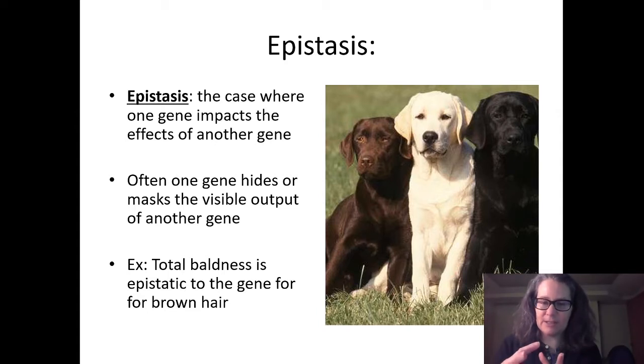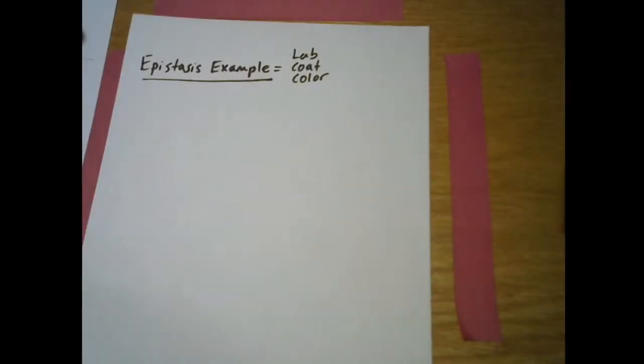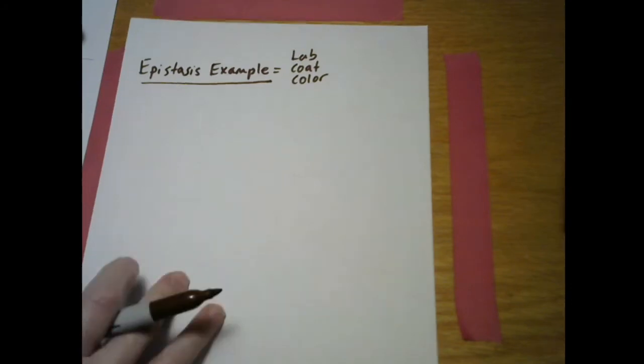I want to give you the example of Labrador Retriever. So over here you see a brown lab or a chocolate lab, and then a yellow lab and a black lab. So these are common Labrador Retriever colors, and they've been bred, and so breeders have kept track of their genes and they know a little bit about how the genetics is passed. So I want to walk you through how epistasis is working in these particular labs. I'm going to switch to a place where I can draw. So I'm switching off screen here, and here is my epistasis example, lab coat color.